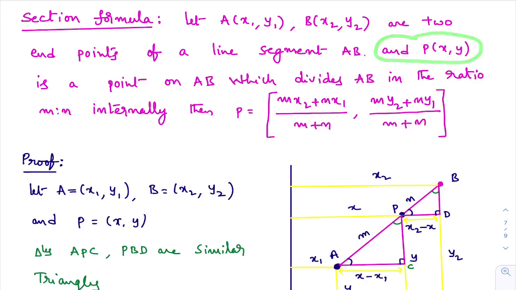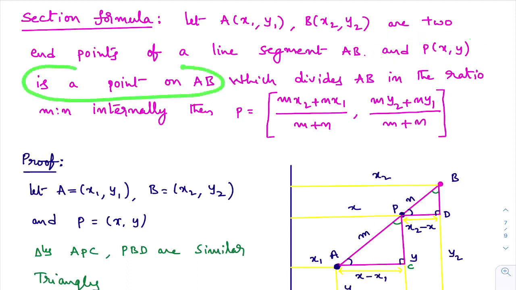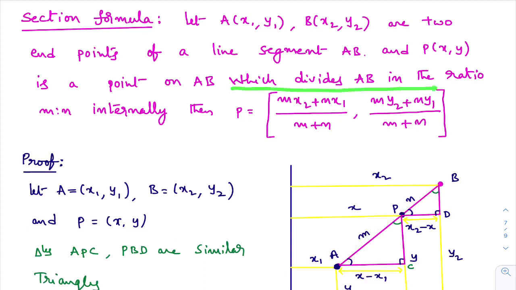P of (x, y) is a point on AB. You look here on the diagram, I have taken the point P here. A and B are two endpoints of a line segment and P is a point on AB, which divides AB in the ratio m:n internally. They are saying that this point P divides AB in the ratio m:n internally.